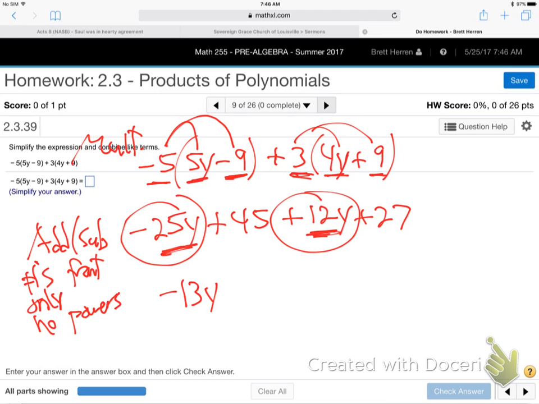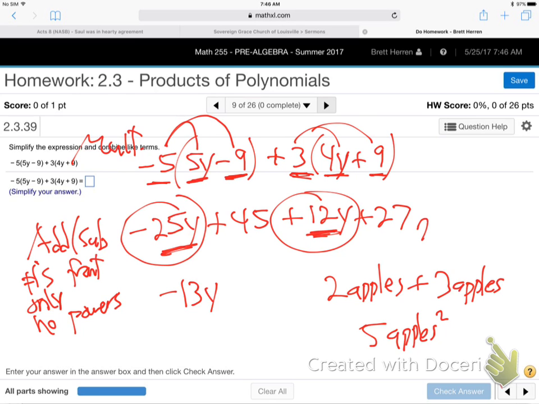How come? Well, that's what it really is. Let me give you real life. What if I said I got 2 apples, and then later I grabbed 3 apples? What do I got? 5 apples, not 5 apples squared. No, the letter is just representing something. So I could do apples. That's why, for example, 2x and 3x is 5x. It's not 5x squared. You don't mess with the letter. You don't make it squared or anything. You just 2 apples and 3 apples is 5 apples. 2 x's and 3 x's is 5 x's.